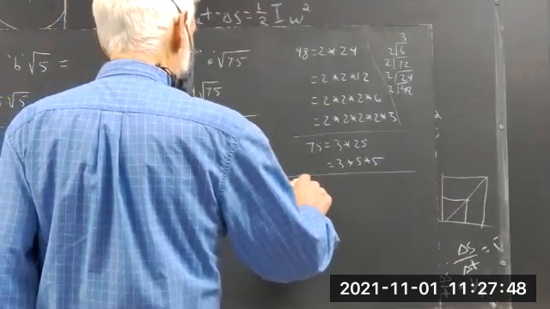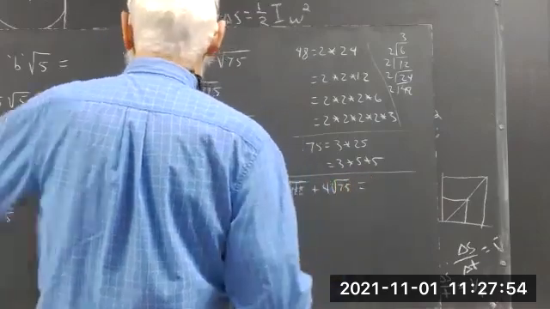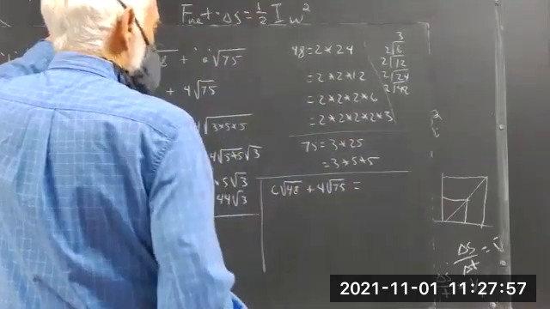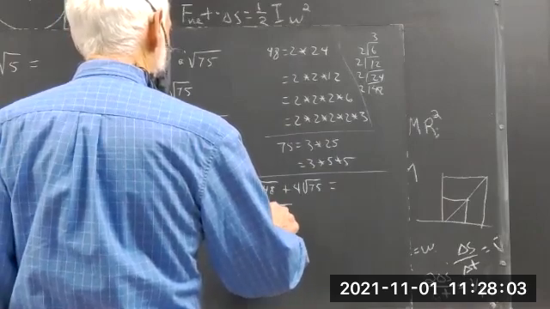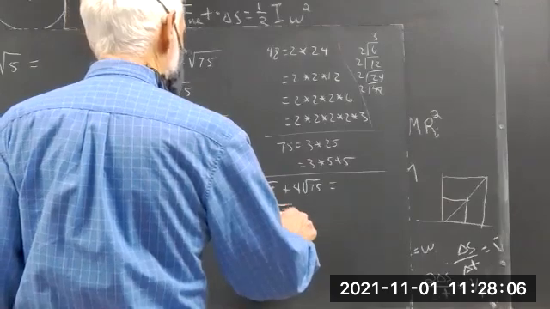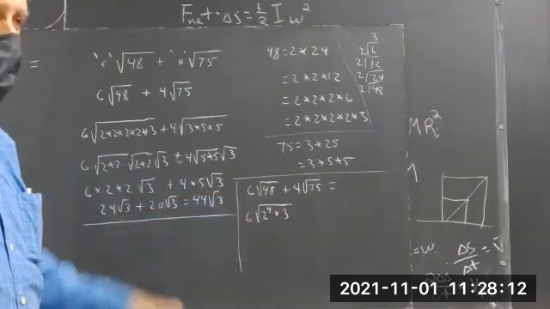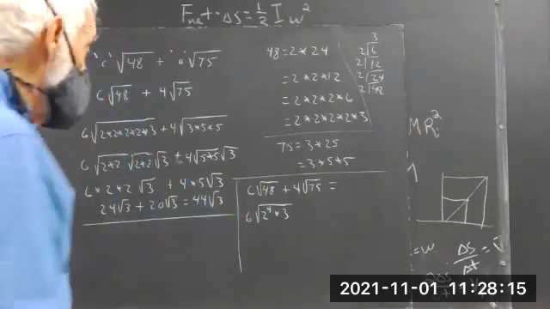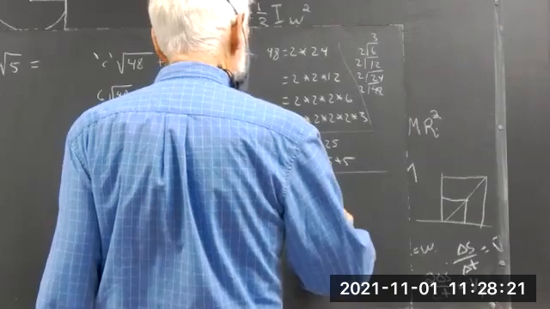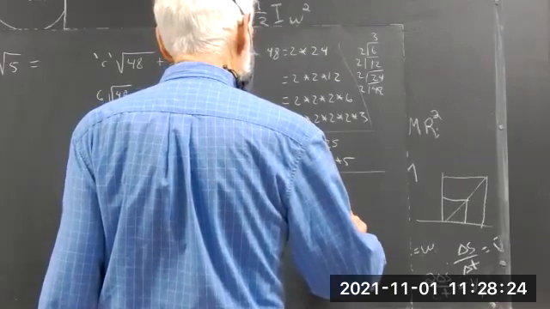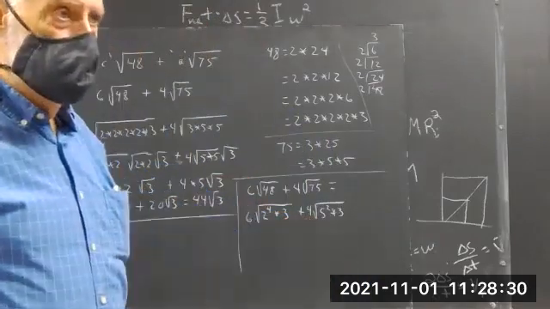6 times the square root of 48 plus 4 times the square root of 75 equals what? 6 times the square root of 2 to the 4th times 3. Instead of writing out all these 2s, I'm going to write out 2 to the 4th. And instead of 5 times 5 times 3, I'm going to write 5 squared times 3.